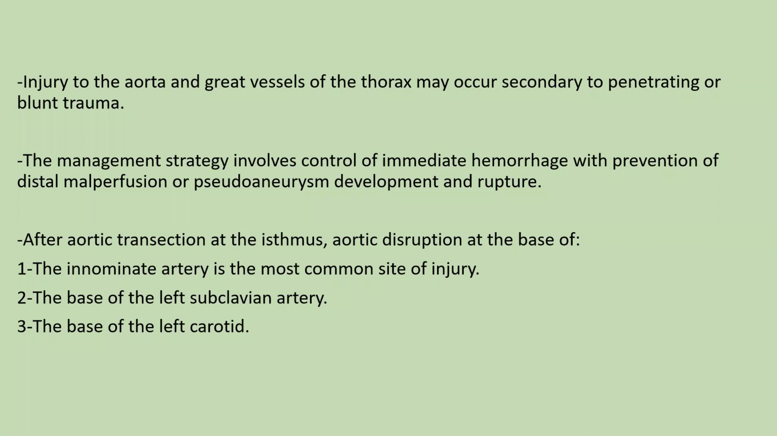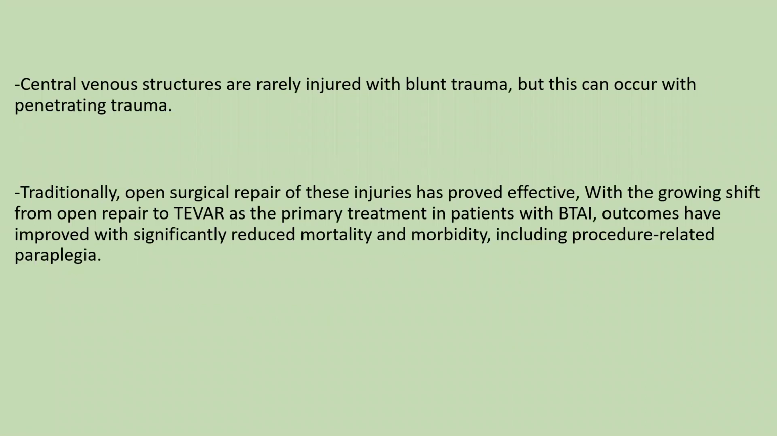The most common site of aortic transection is the isthmus, and after that, aortic transection at the base of the innominate artery is the second most common site of injury, then the base of the left subclavian artery and the base of the left carotid. Central venous structures are rarely injured with blunt trauma, but this can occur with penetrating trauma.